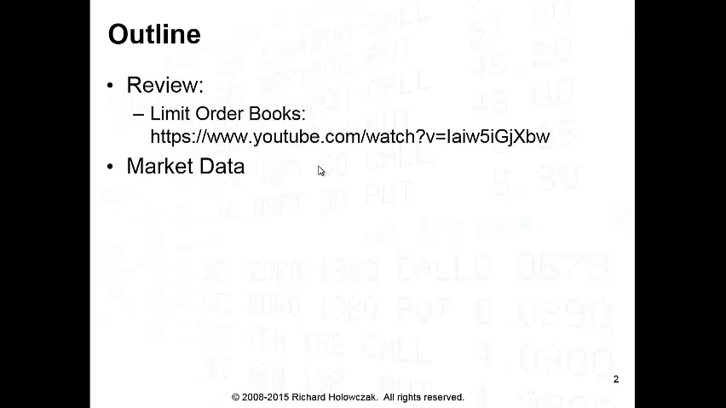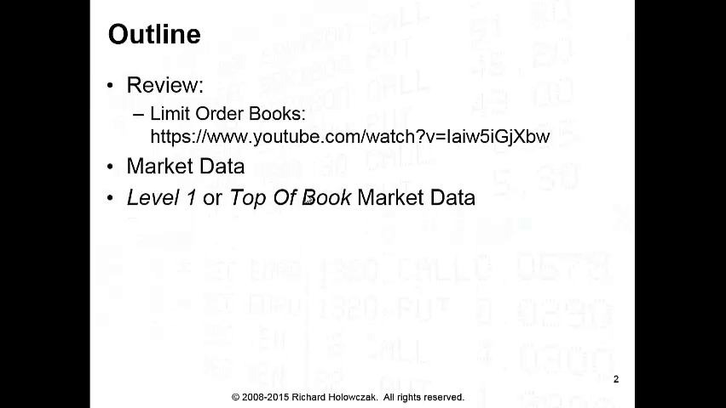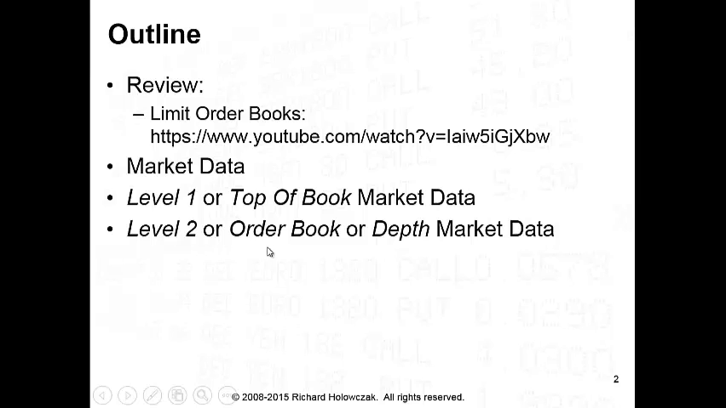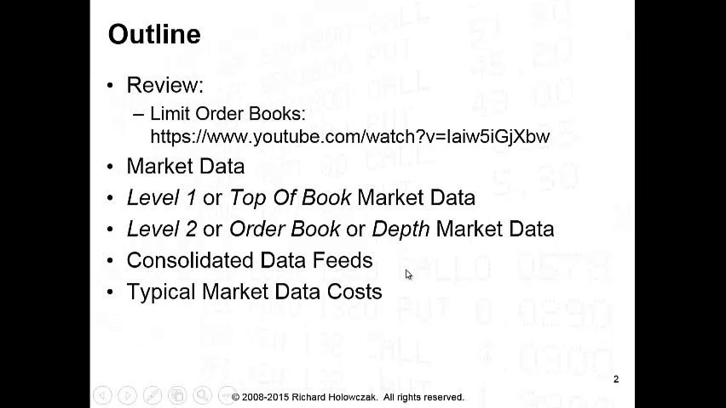We'll talk about the market data that exchanges give off as a result of the manipulations to the order book. We'll talk about what level 1 data is, sometimes called the top of the book market data. We'll talk about level 2, sometimes called order book or depth of market data. And then we'll talk about consolidated data feeds. And then finally, we'll look at some typical costs for market data.